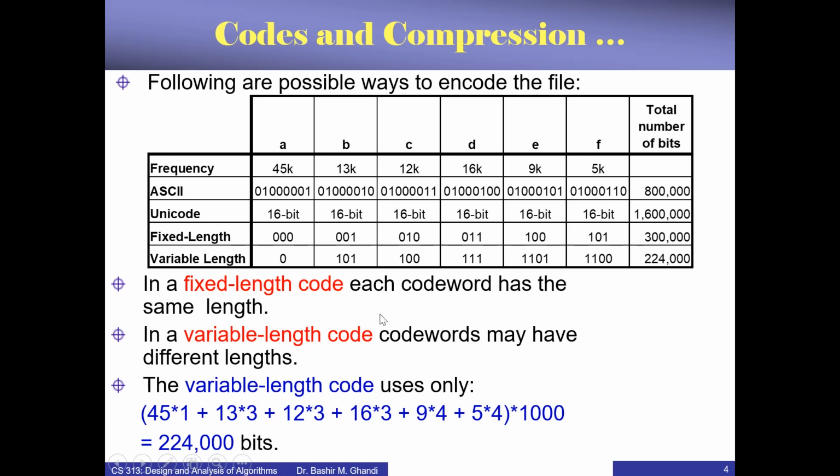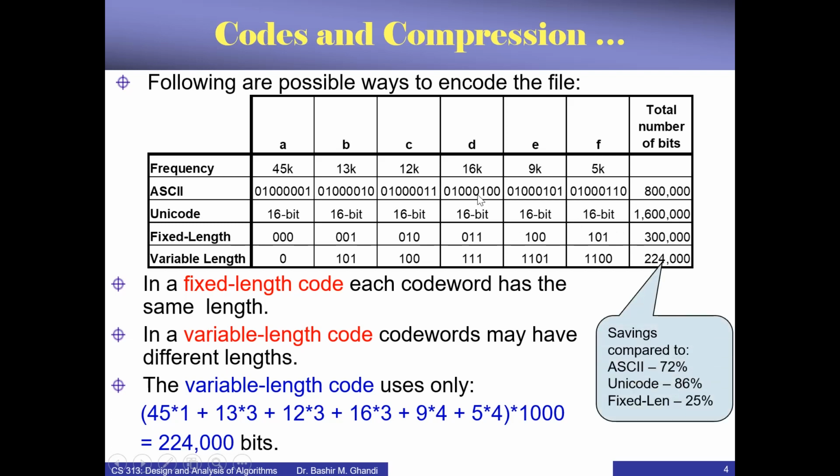As we just saw, if we follow this allocation, the variable length encoding that we have here, we will allocate a total of 224,000 bits. Obviously, this is much better than the previous encoding scheme. This is the percentage in terms of saving. By using this variable length, comparing with ASCII, we will have saved 72%, because instead of 800, we will have only 224.